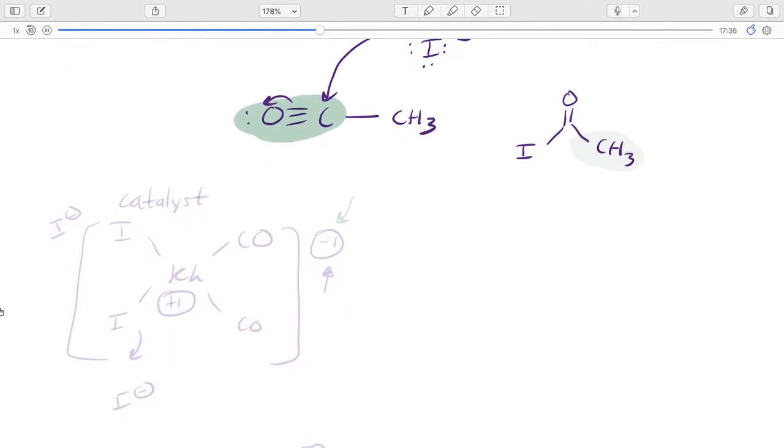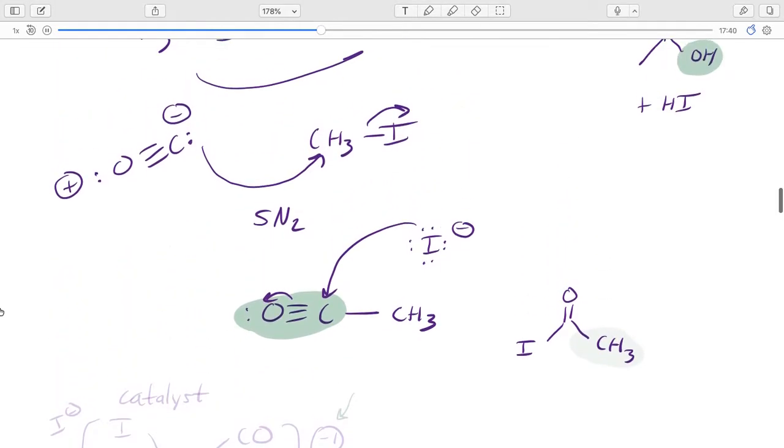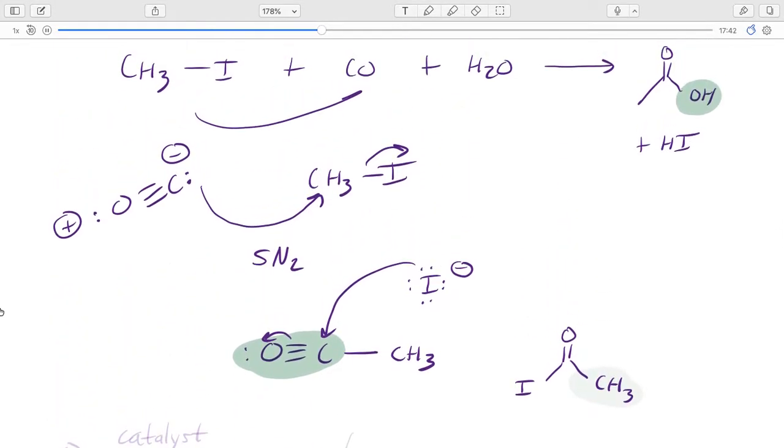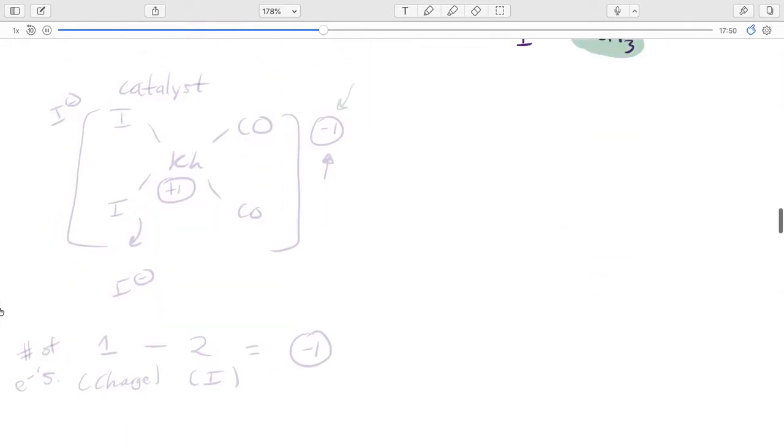We want to get the OH group, but if we just throw in carbon monoxide and methyl iodide together, we instead get a methyl group, which is not quite what we want. So let's go through the process.